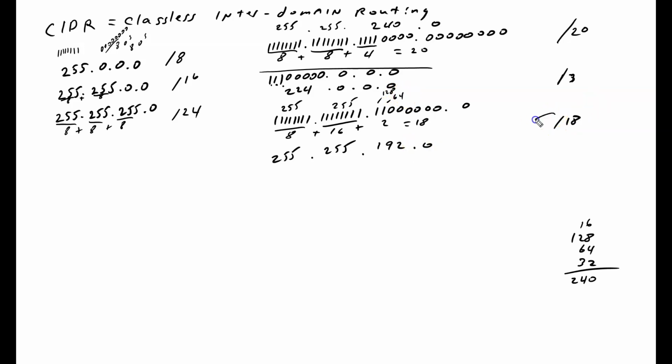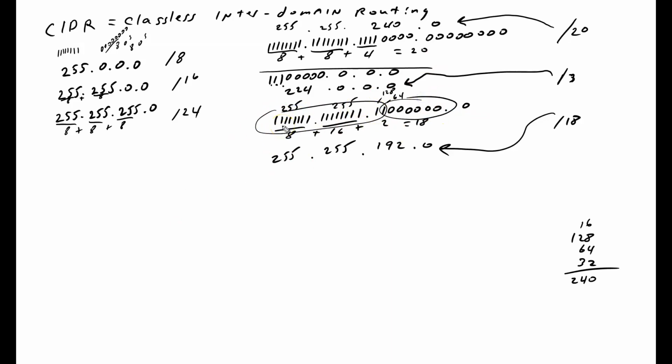So /18 is the same as saying 255.255.192.0. A /3 is the same as saying 224.0.0.0. /20 is the same as saying 255.255.240.0. So you can see we can make any combination of ones as long as they are contiguous ones followed by contiguous zeros using this CIDR notation system.